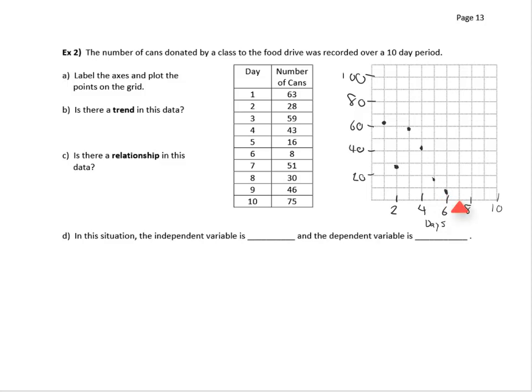Day 7, we had 51 cans donated. Day 8, we had 30 cans. Day 9, we had 46. There's 40, 46 is about halfway, just a little bit more than half. And day 10, we had 75, so 75 would be here.